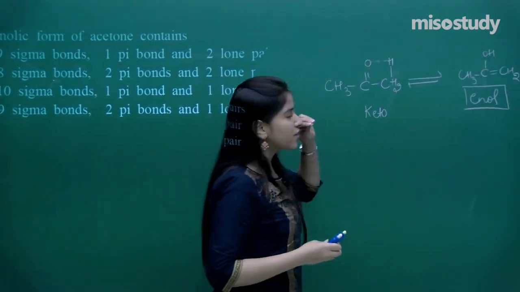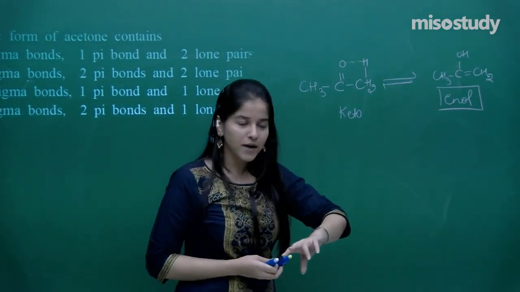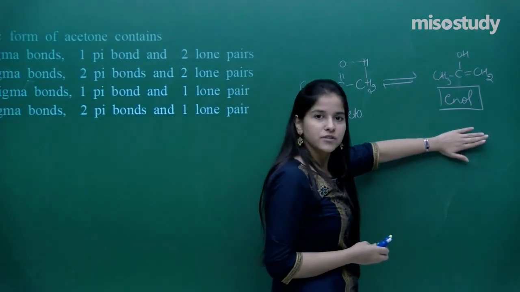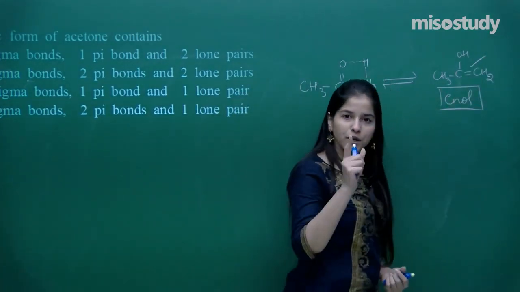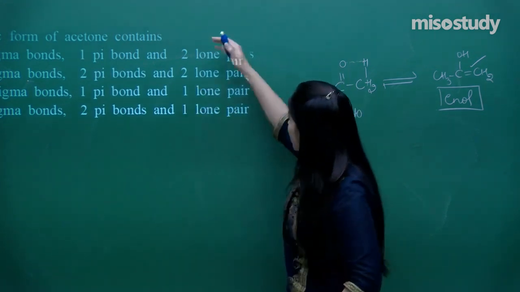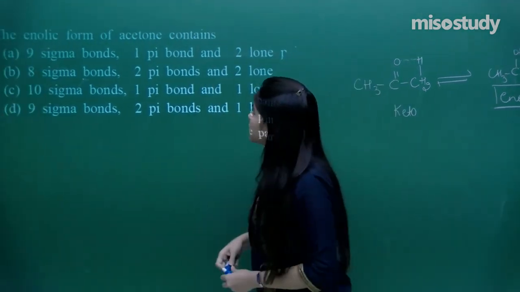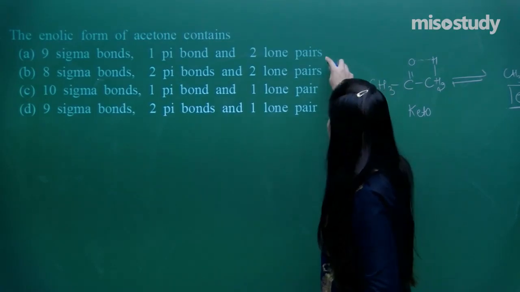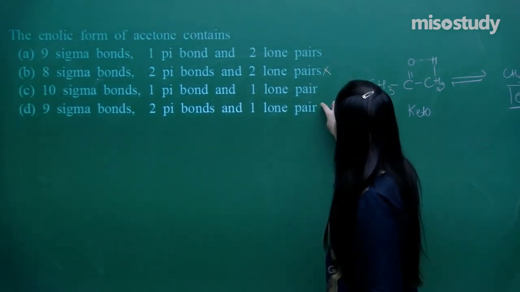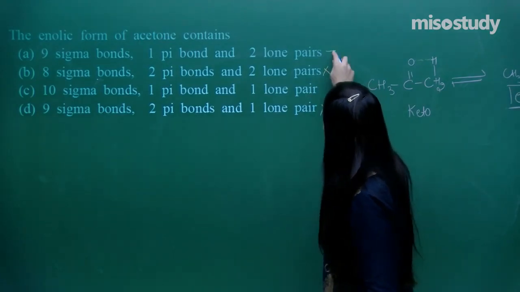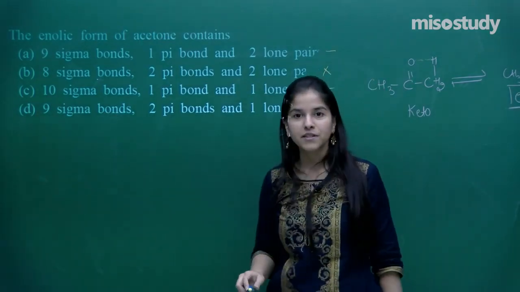Now let's try to count the number of pi bonds. How many pi bonds do you see in the enol form? Only one. So that is only one pi bond. So how many options do we have for one pi bond? We have eliminated two possibilities here. That means this and this. So we have got these two as the possibilities.